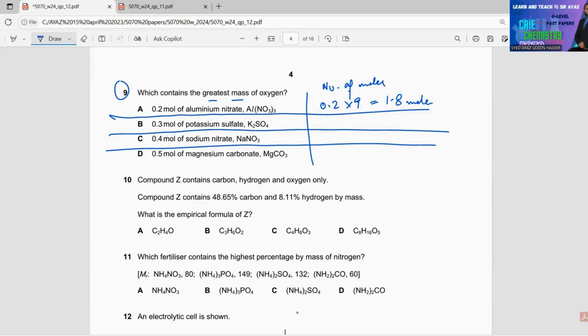What about K2SO4? We have 4 moles of oxygen in K2SO4. In 0.3, we'll have 0.3 multiplied by 4 equal to 1.2 moles. What about NaNO3? Again, this time you have to multiply 0.4 by 3, 1.2 moles. For D, we multiply 0.5 by 3 and we get 1.5 moles. So obviously choice A is the right answer as there is a high number of moles in Al(NO3)3. So the mass will be higher in this case.